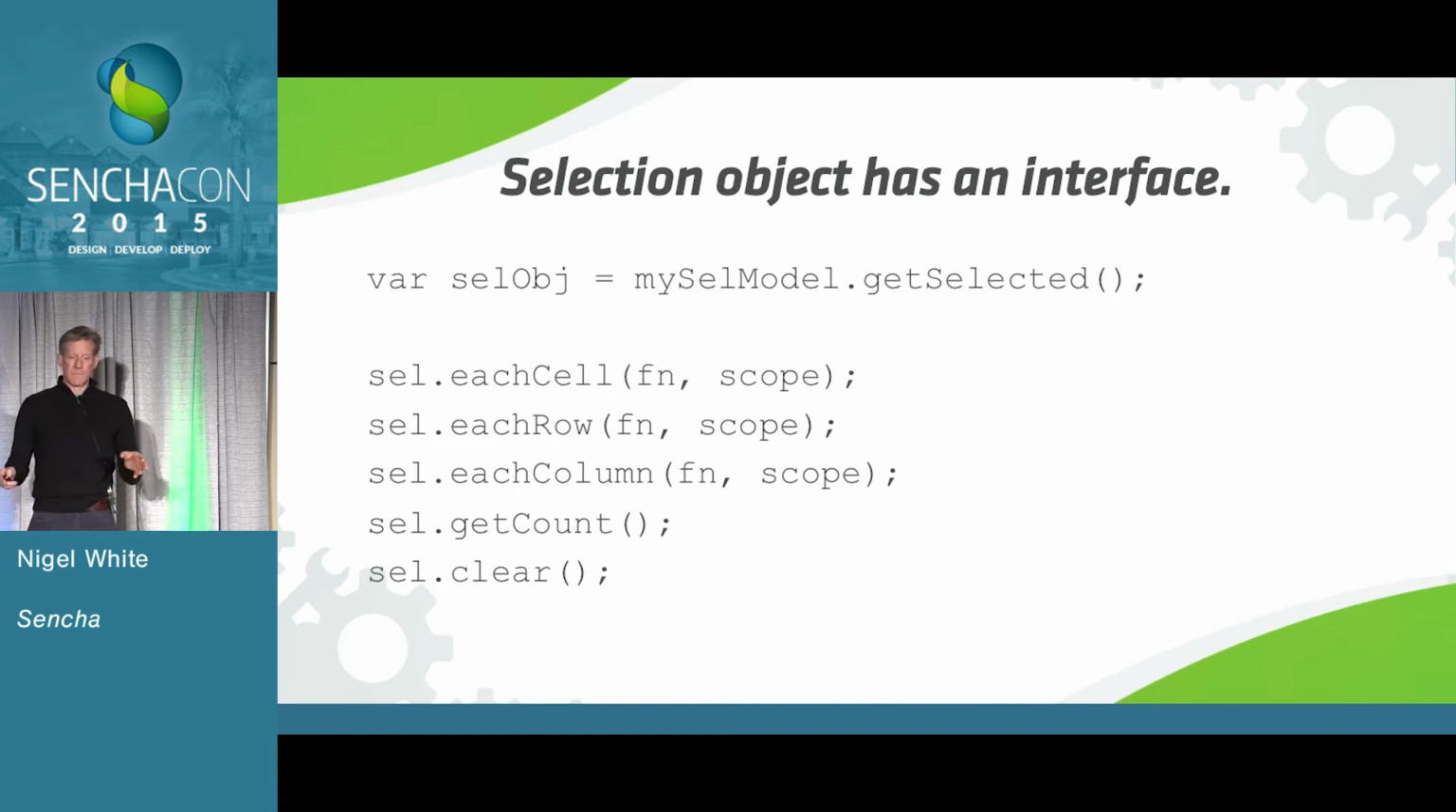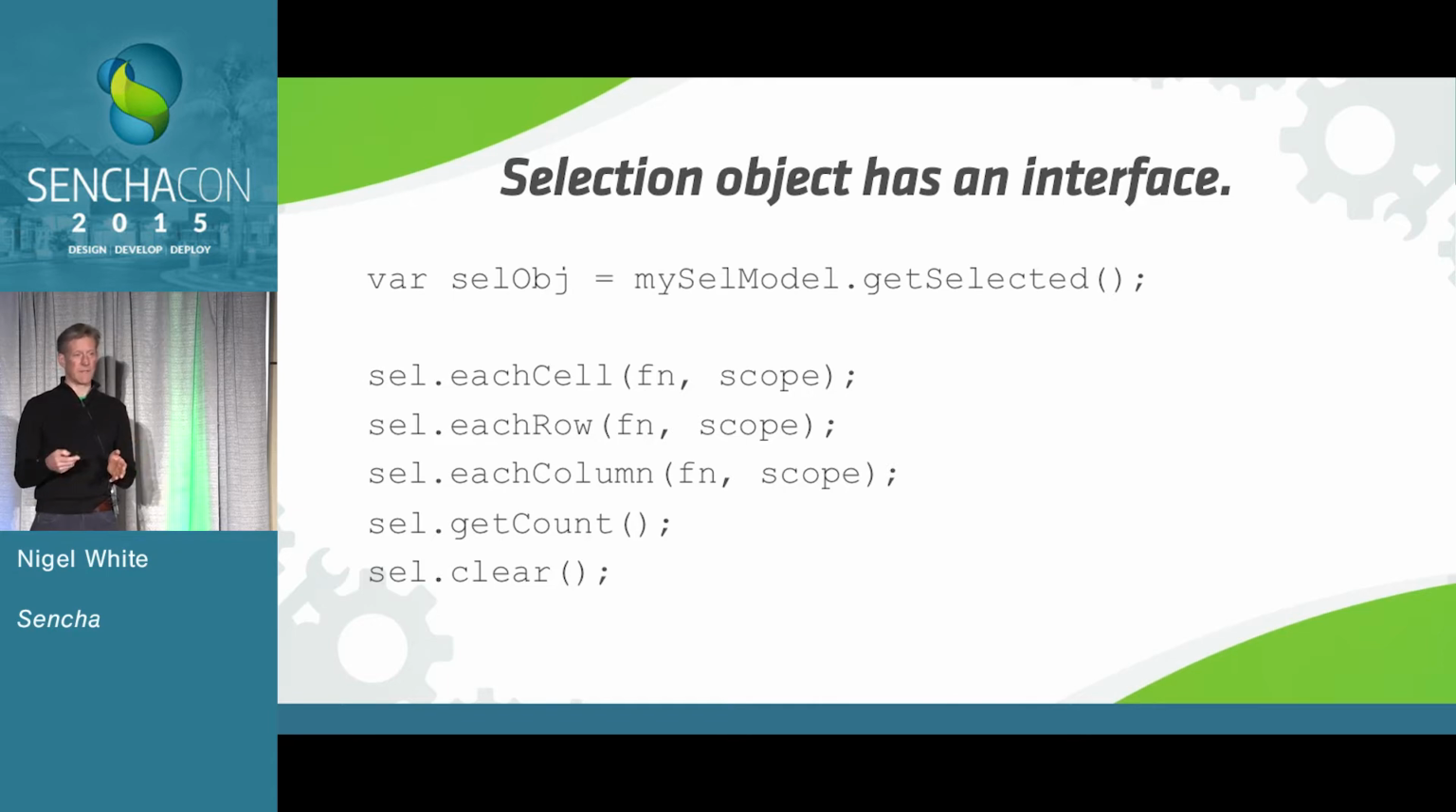Okay, so when you've selected some data, programmatically, you might need to interrogate that data in some way. And so there are three types of selection you can have. You can have a cell selection object, a row selection object, or a column selection object, but they all have one standard interface, which you can use to interrogate them. So they all have an eachCell method, which allows you to iterate through all the cells and call a function. They have an eachRow and an eachColumn.